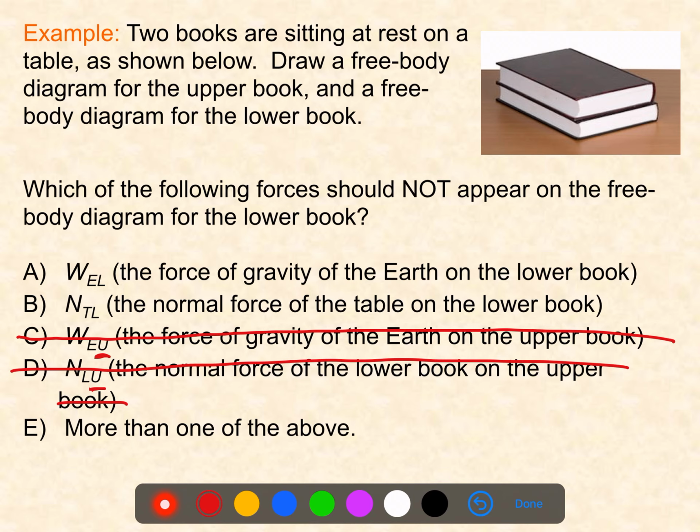But a lot of students have trouble discarding choice C here because they're thinking, well, the top book is clearly doing something and exerting some sort of force onto the lower book.